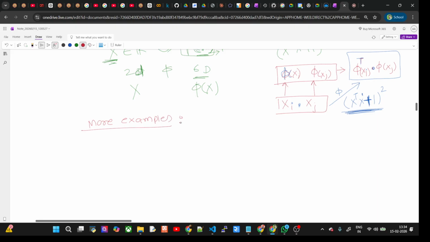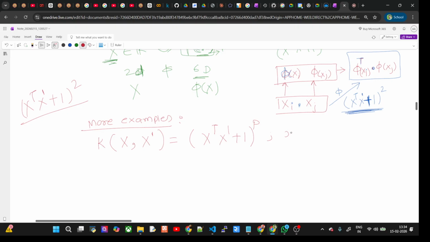Okay, you said x square is the only possibility, or can we go with another power, like cube, is it possible or not? So here we consider this function, (x transpose x prime plus 1) whole square, and name it k of x comma x prime, equal to (x transpose x prime plus 1). Instead of square, we consider p.